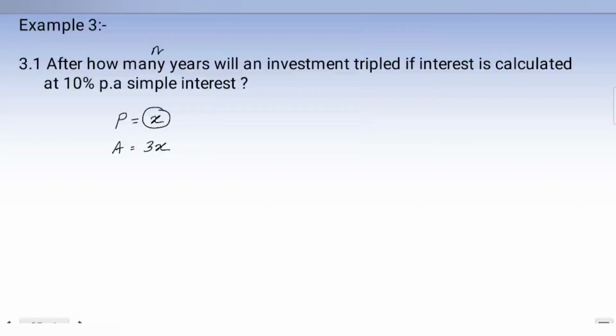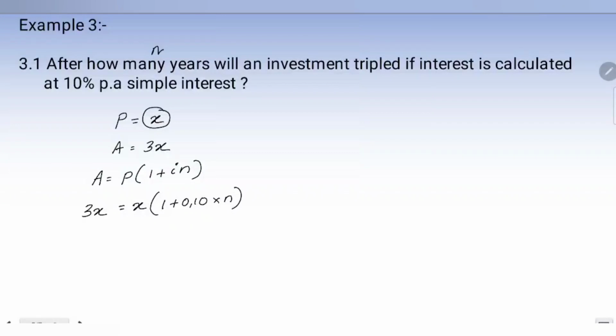That's it. Okay, let's do it. Which formula? Simple interest formula, isn't it? So it's going to be A is equal to P bracket 1 plus i n, isn't it? Okay, what is A? A is 3x. Whatever x is, A is going to be triple, that is 3 times x, is equal to P is x, 1 plus i is given, 10% means 10 divided by 100 is 0,10, right? Times n.